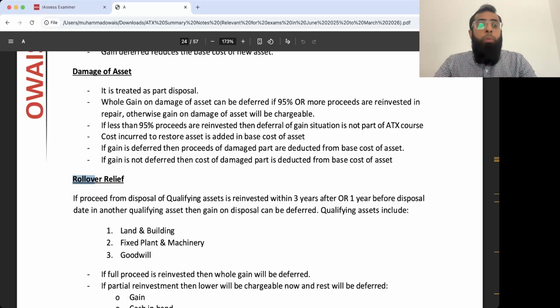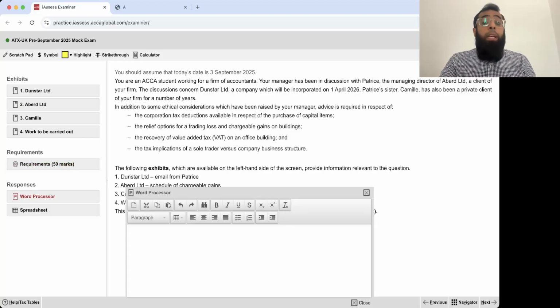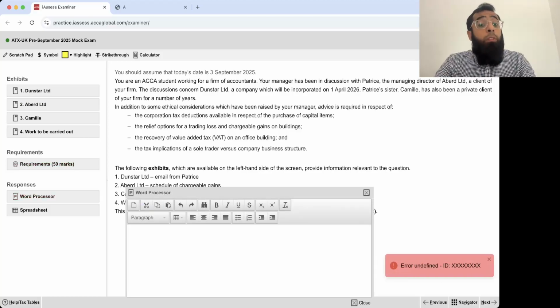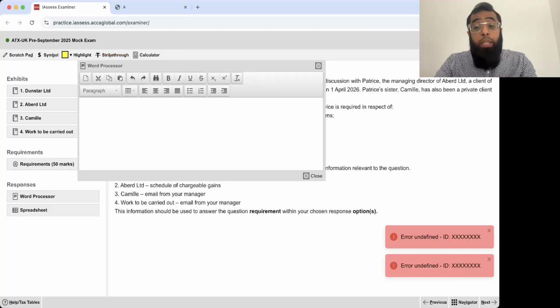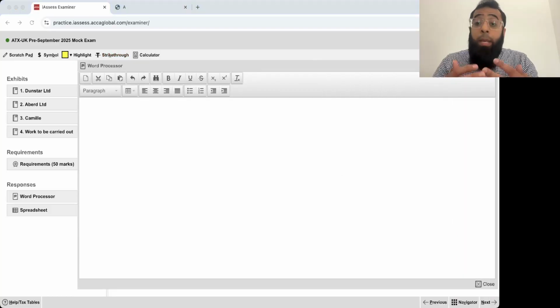Okay, so we will be starting with question number 1 of this official mock exam. We'll be reading the entire question, the introduction, all the exhibits, the requirement tab, and then we will be drafting the whole answer in today's class in this word processor document, so that you will be able to understand how you have to draft the answers in your examination.